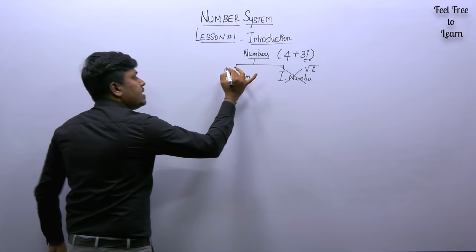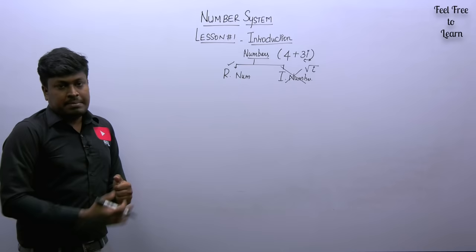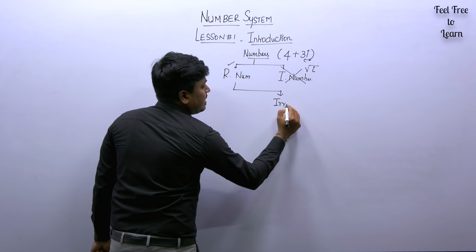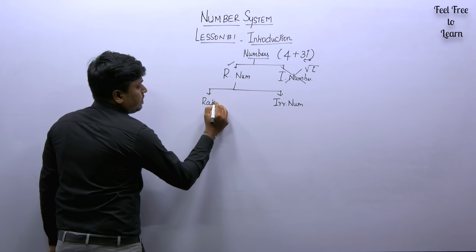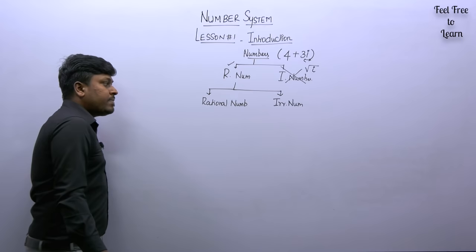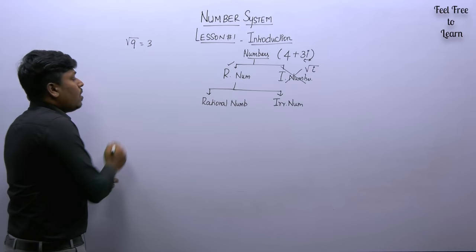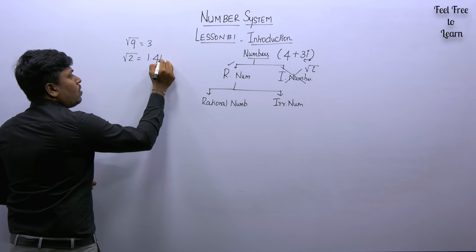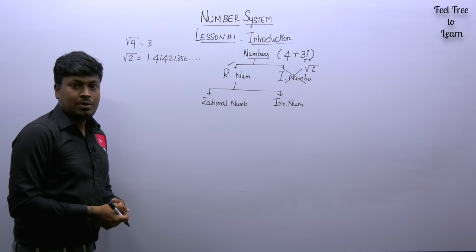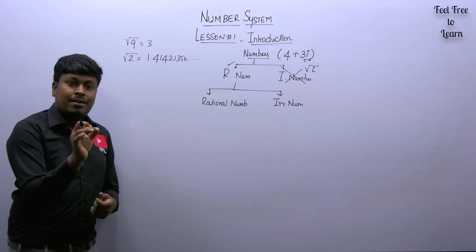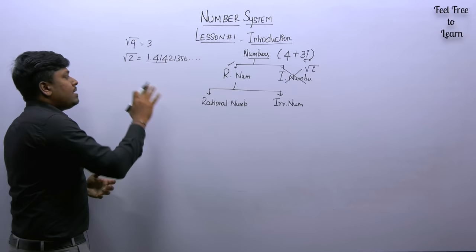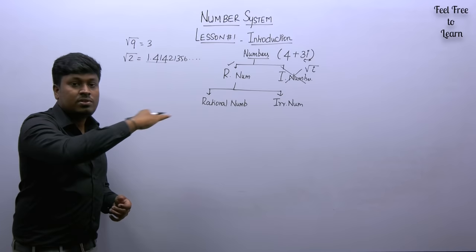Second, real numbers are categorized into two parts: irrational numbers and rational numbers. Let me explain what a rational number is and what an irrational number is. What is root of 9? Root of 9 is 3. Yes or no? What is root of 2? Root of 2 will be 1.41421356, and it goes on. When you check the calculator for the square root of 2, we have learned only 1.414, but actually the square root of 2 is 1.41421356, and it goes on. It does not have any end.